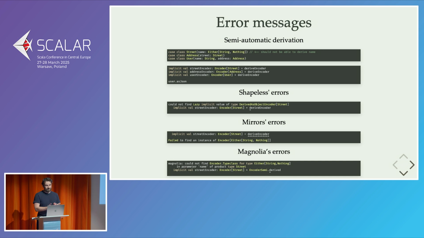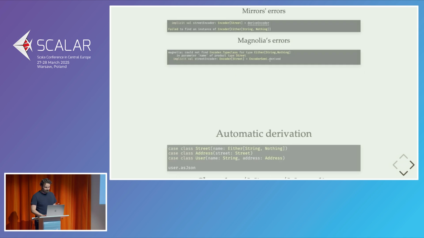Magnolia's error was something generated by the macro, so it's saying that we couldn't find a type class for the Either String or Nothing, and it was used as a parameter. We would need to have it resolved, because we would need this to handle the field name of the field street. So very good compiler errors. It would let you figure out immediately what went wrong, how to fix it, where to put some additional implicit, or which type you need to fix manually, so that things will compile again. Okay, so there's an improvement.